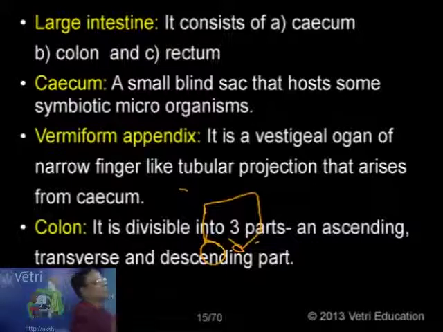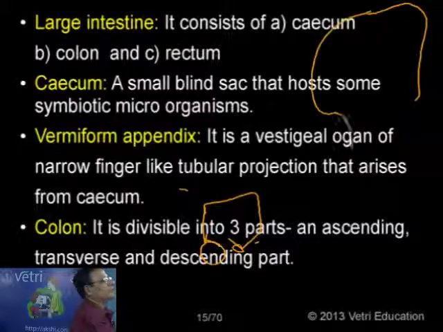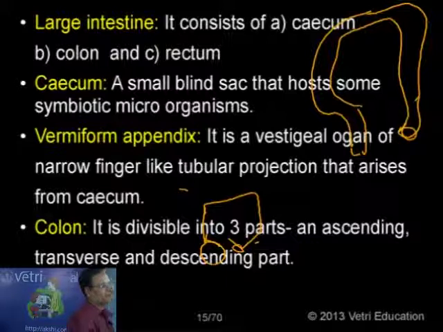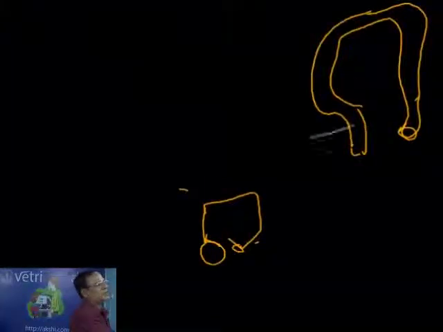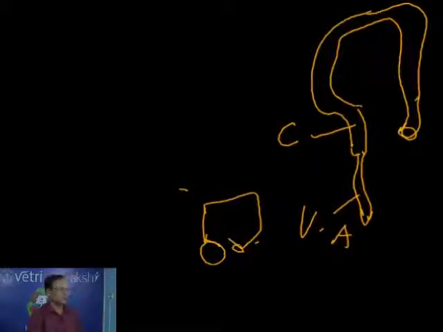Now this is the large intestine, a small diagram. And this is the cecum part and this is the anus. Now this region I mentioned is nothing but the cecum. And from the cecum there arises a small tubular, narrow, finger-like structure. That structure is called the vermiform appendix. So it is a vestigial organ not doing any functions. You know the meaning of vestigial organ: an organ which was functional in the past in our ancestors but at present non-functional. Such an organ is called a vestigial organ.